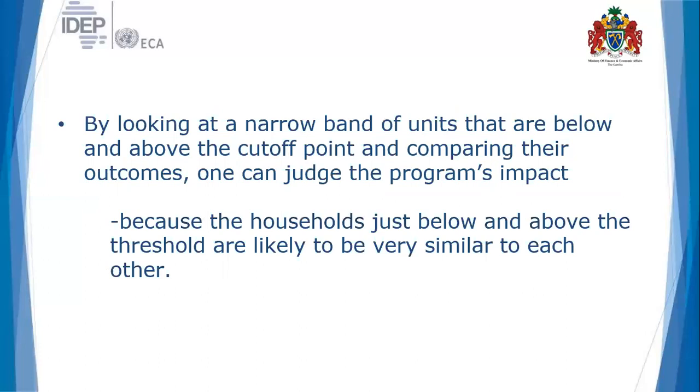By looking at a narrow band of units below and above the cutoff point and comparing their outcomes, evaluators can make a judgment about the program's impact or effect. Why is that so? This is the case because it is assumed that households that are just below and above the threshold are likely to be very similar to each other.